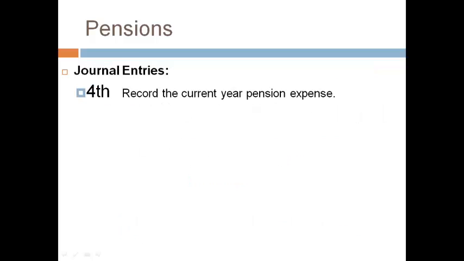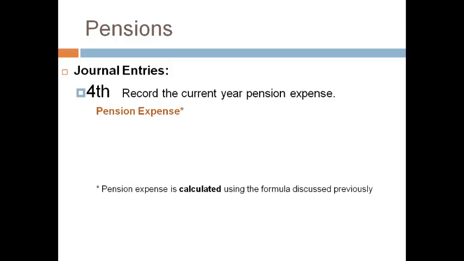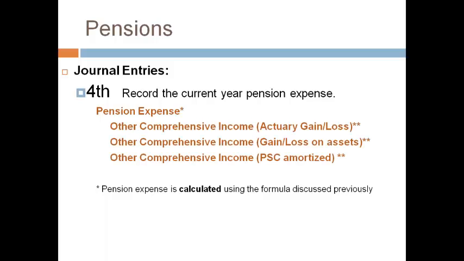The fourth journal entry records pension expense. Pension expense is recorded for the total calculated amount. A 1-year amount of the prior service cost, actuary changes, and deferred gains or losses on assets, if it's big enough, is included in pension expense. The 1-year amount is the amount amortized into pension expense.